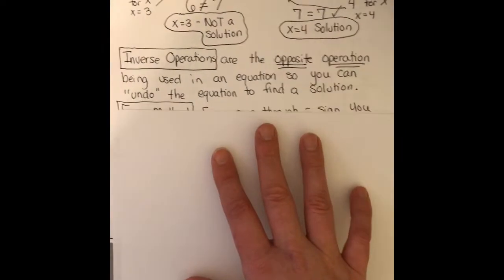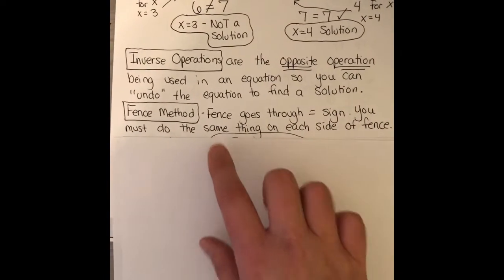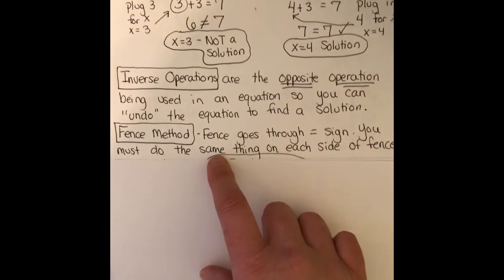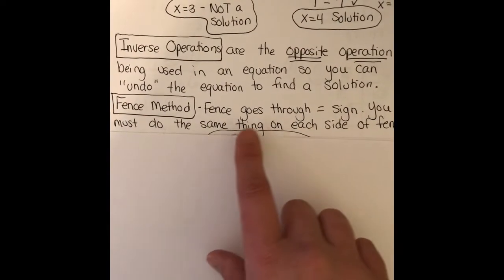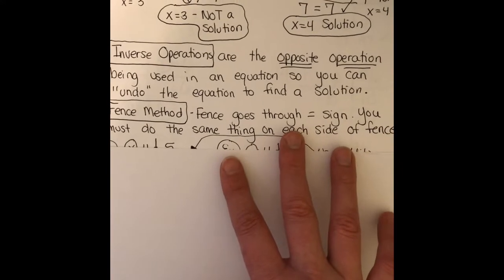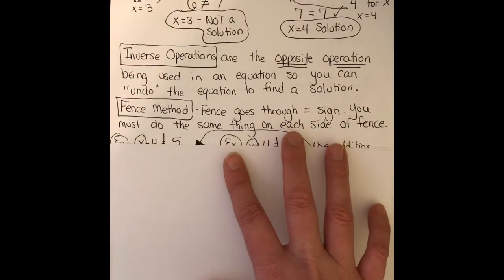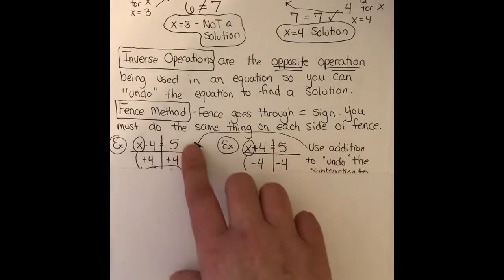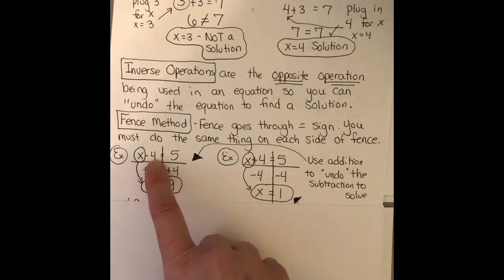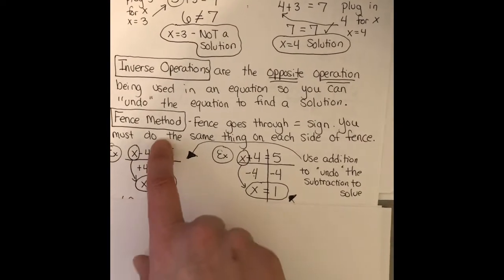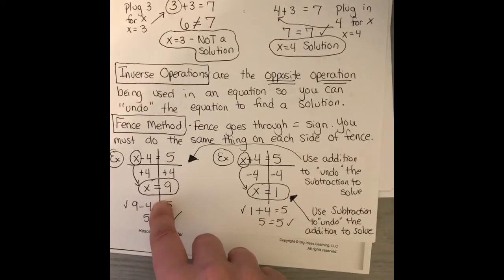Important to know. Fence method. You'll hear this next year as well. The fence is going to go through your equal sign. You must do the same thing on each side of the fence. So here is an equation. x minus 4 equals 5. This is my fence. I draw it right through the equal sign.